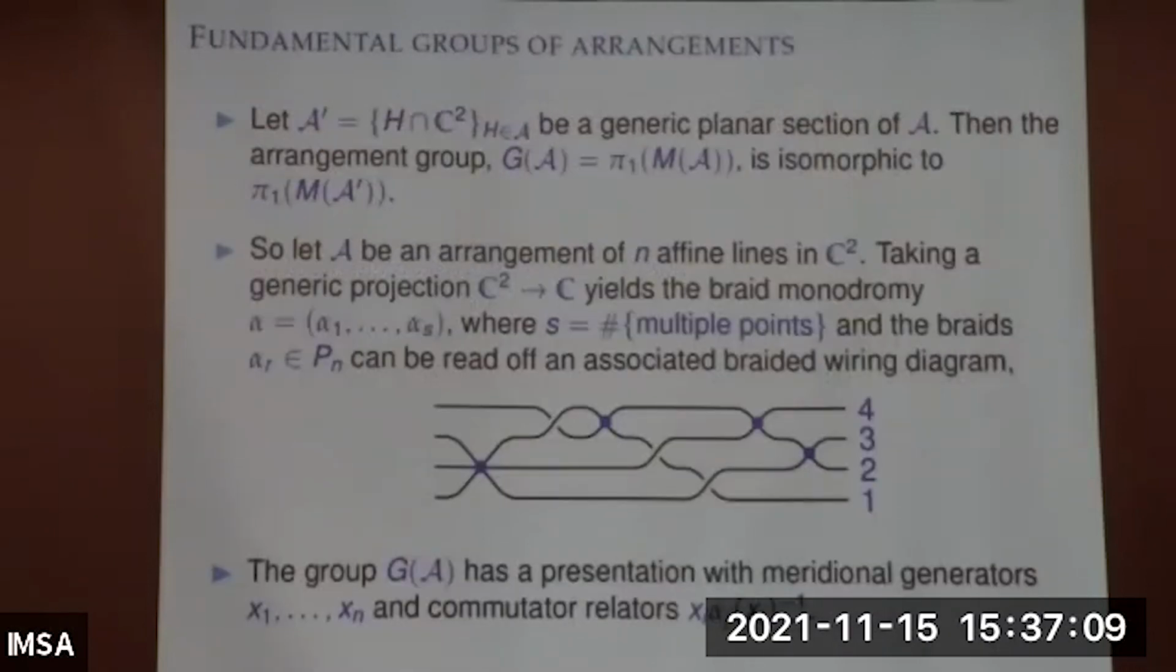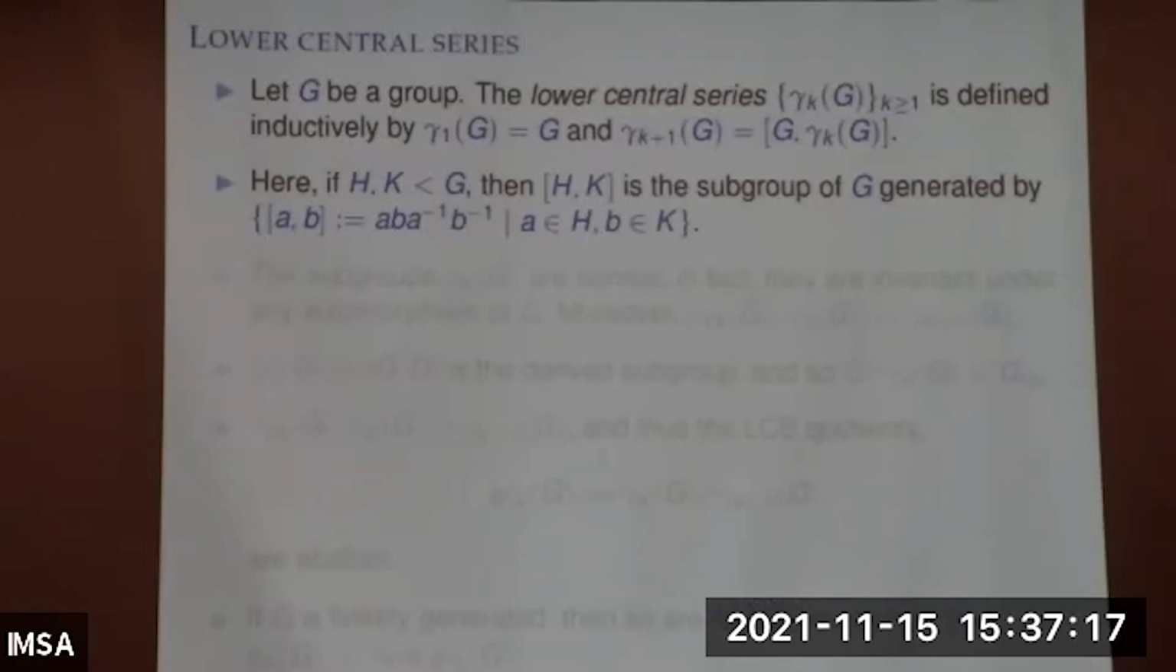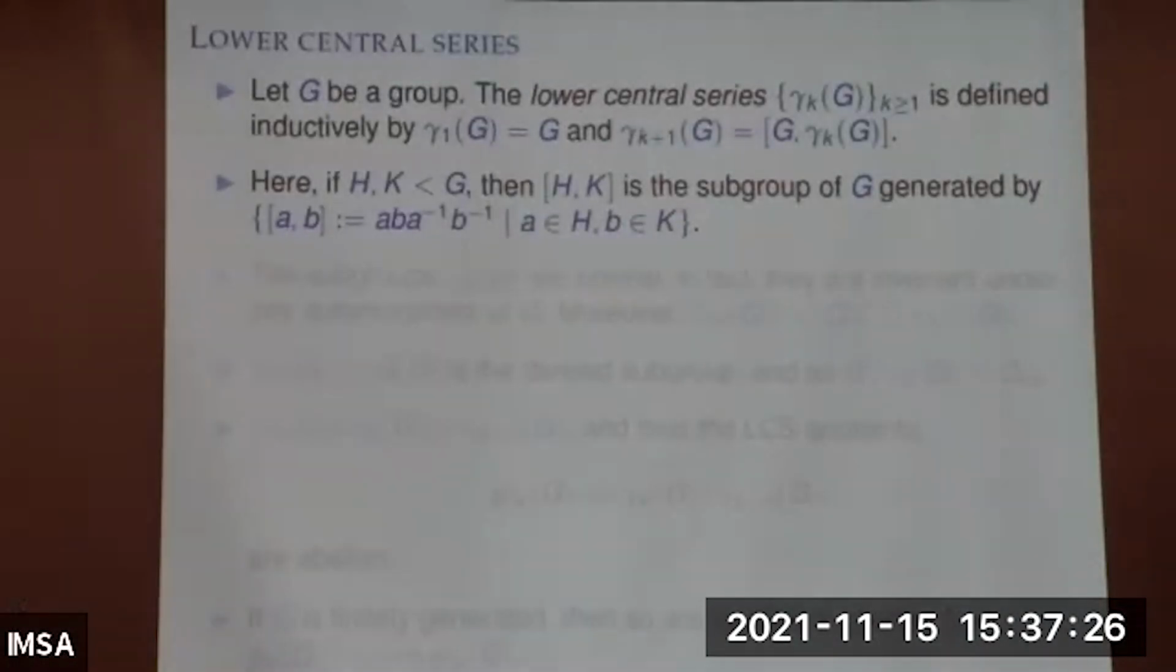Okay, so that's my quick review of arrangements. Let's go now do some classical group theory. This is the Lie method in group theory, as they call it in some quarters. I mean, it was started in the 1930s, I would say.